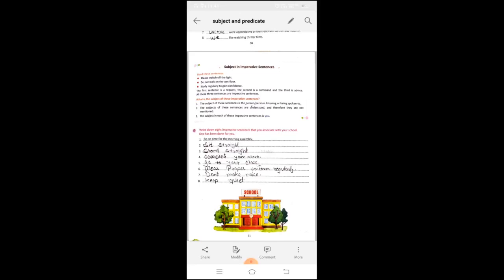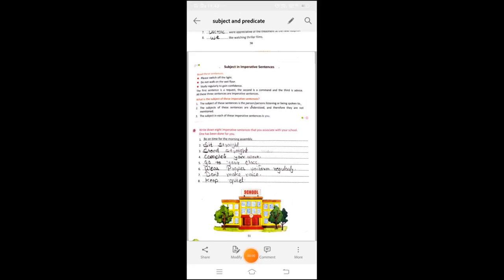Sit straight, stand straight in assembly, complete your homework, go to your class, wear proper uniform regularly, don't make noise, keep quiet. So this kind of imperative sentences you hear at school, where the subject is not given but it is understandable that these sentences are spoken for you, so you become the subject, and the rest of the sentence is the predicate which is used in imperative sentences.